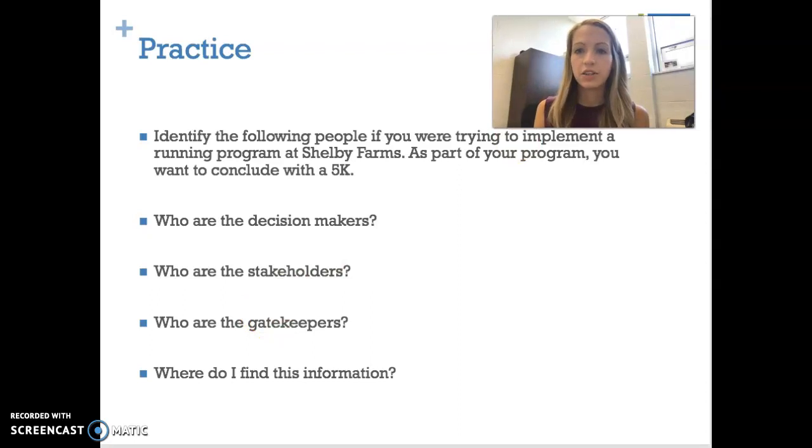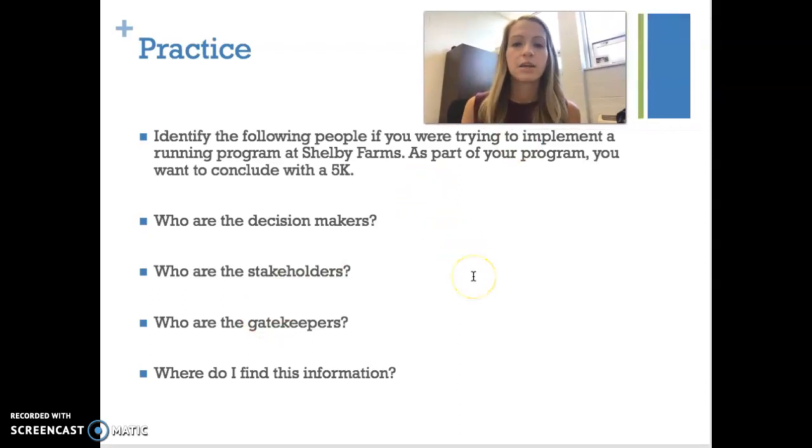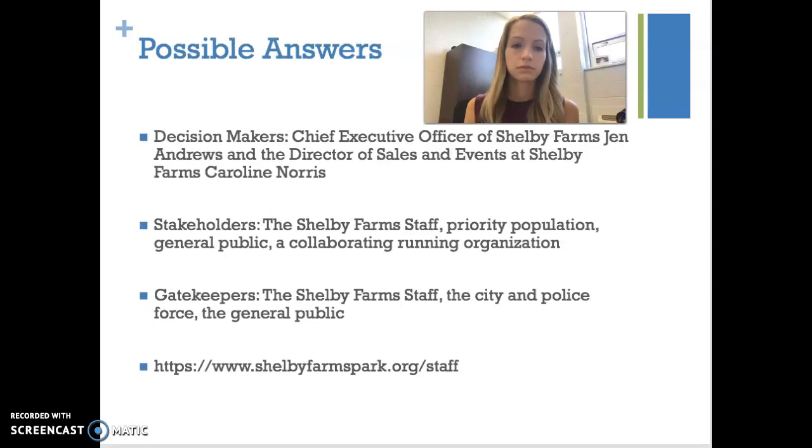So let's practice looking at an example for a program and some of these pre-planning decisions. We're going to identify the following people if you were trying to implement a running program at Shelby Farms. As part of your program, you want to conclude the end of the program with a 5K for the participants. So who are those decision makers? Take a minute to think through that. Who are the stakeholders? Who are the gatekeepers? And where would you find this information for your program?